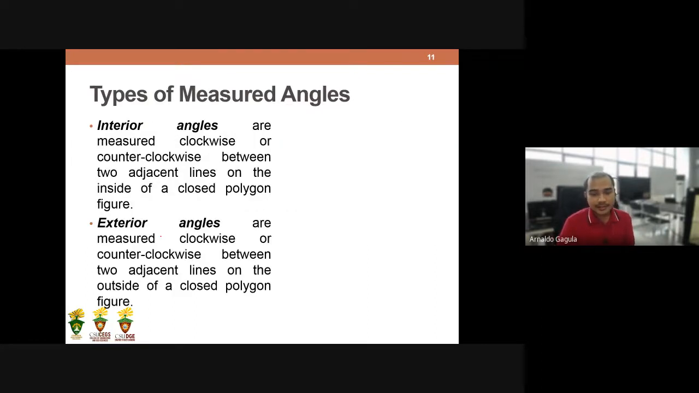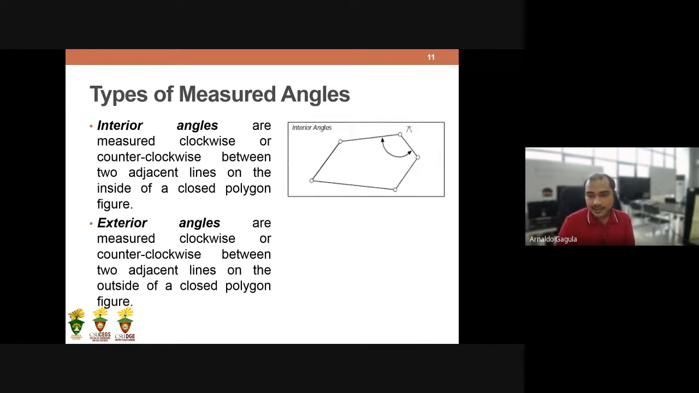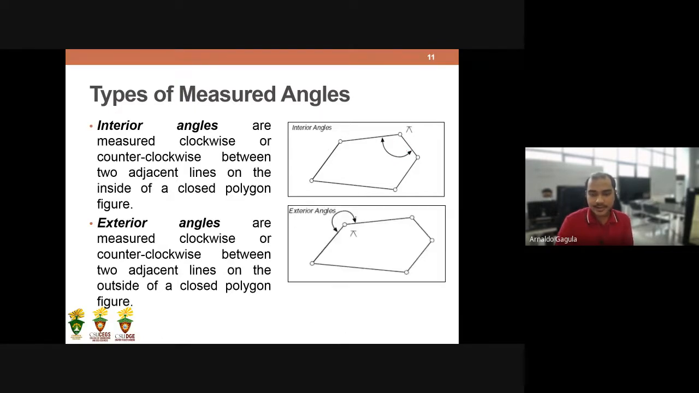So we also have interior angles, no? Interior angles are measured clockwise or counterclockwise between two adjacent lines on the inside of the closed polygon, and the exterior, from the name itself, is outside, and is measured clockwise or counterclockwise between two adjacent lines on the outside of the closed polygon. To visualize, this is the interior angle. So if you have a polygon, the angles inside are interior and the angles outside are exterior.